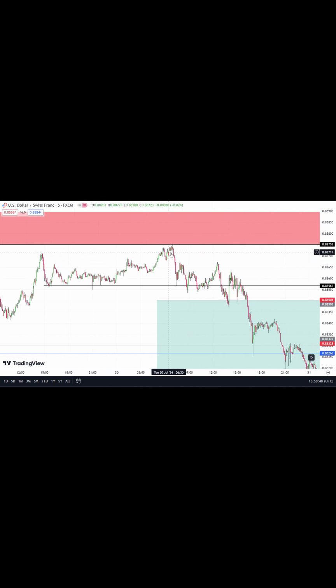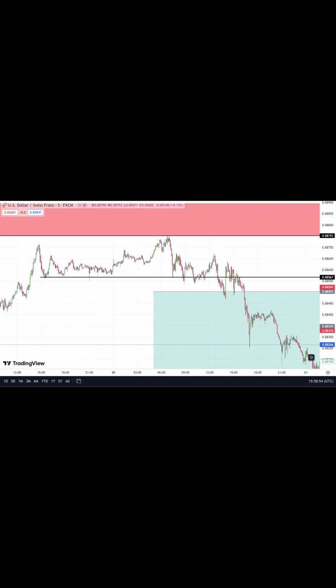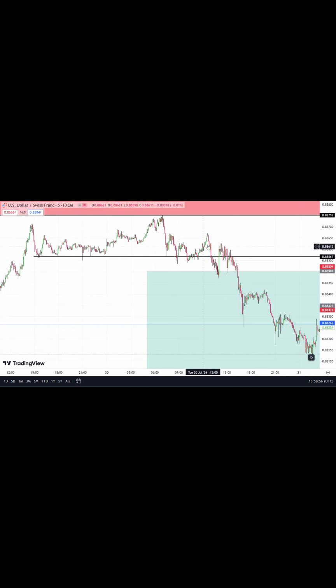All right, so now I'm waiting for a break of structure, and this is where the magic begins. All right, I'm waiting for a break of structure now. So this is it. Price touched it and now it's coming back down.